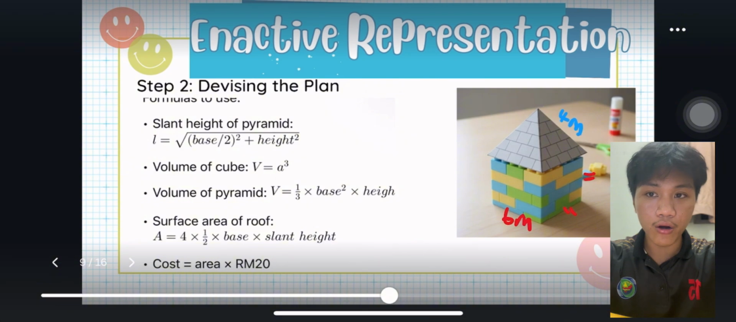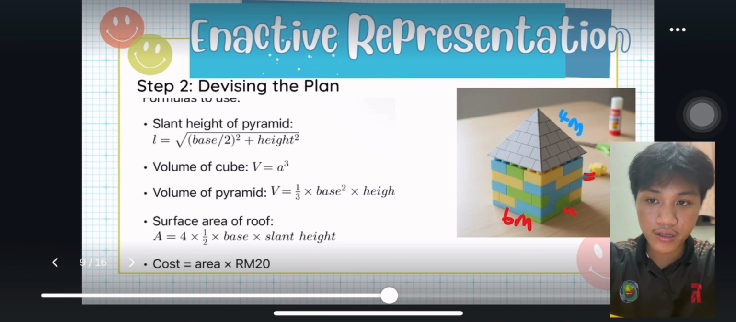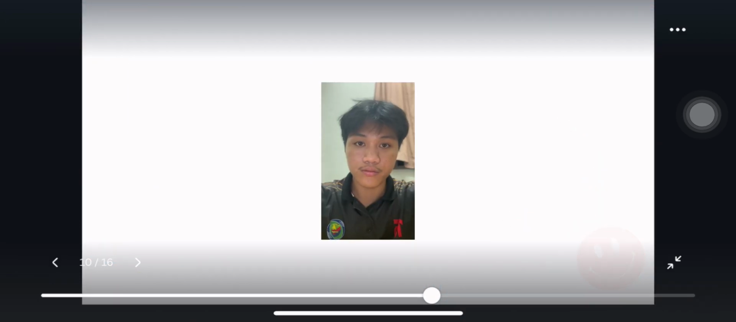After that, I also devised a plan by preparing the formulas to be used, which are the formula of slant height of the pyramid, the volume of the cube, the volume of the pyramid, the surface area of the roof, and lastly, the formula of cost. Next, we move on to step 3 of the Polya method, which is carrying out the plan.